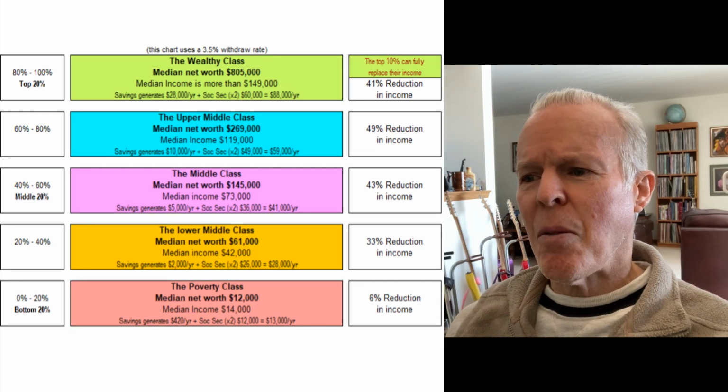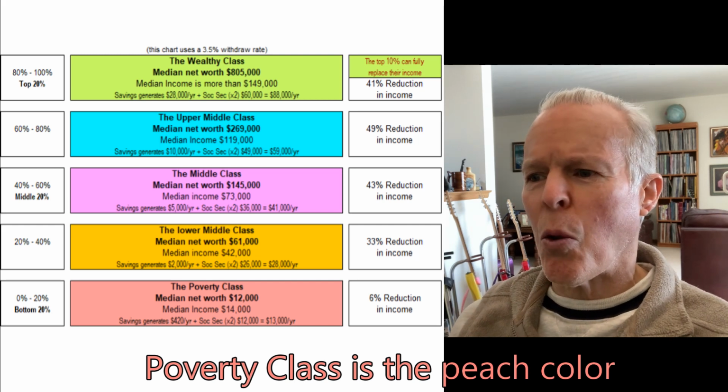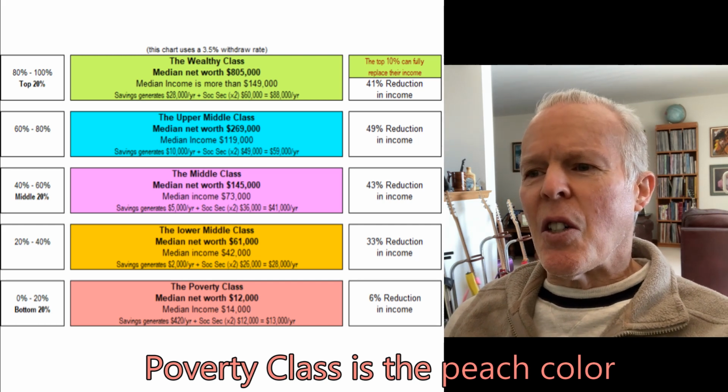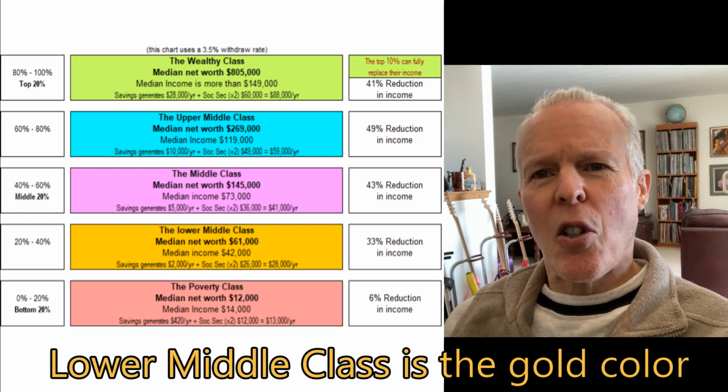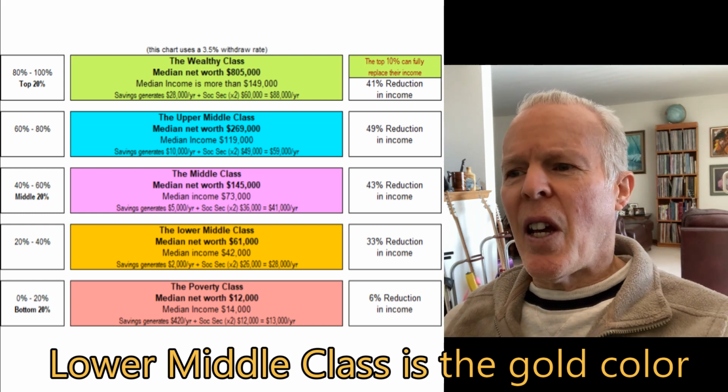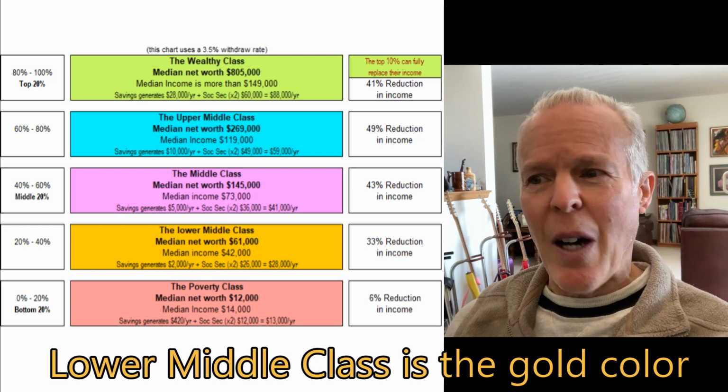So today we're going to look at the economic and social class structure in the United States. It's generally broken down into quintiles, which is 5 categories. Each category is 20%. 5 categories at 20% equals 100%. The bottom category is the poverty class with a median net worth of about $12,000. The second quintile, or the second 20% up from the bottom, is called the lower middle class, and they have a median net worth of about $61,000.